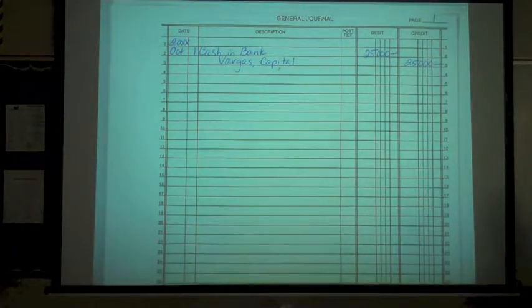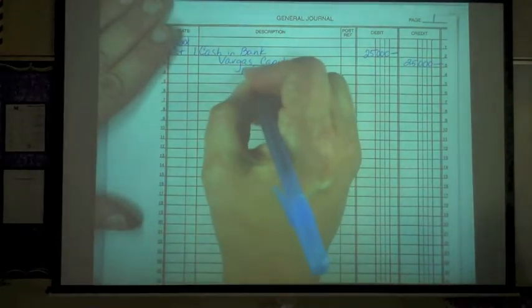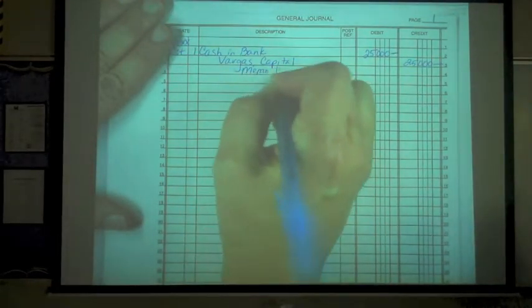And on the third line we have to put our explanation. Because they gave us the source document, Memorandum 1, we can write that. You can abbreviate memorandum by just saying Memo 1.